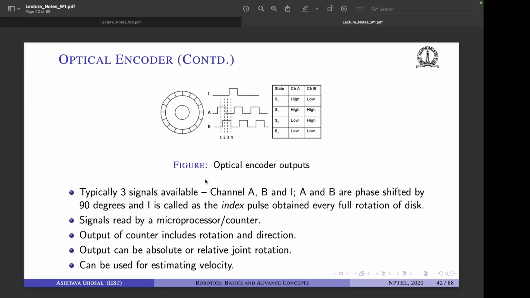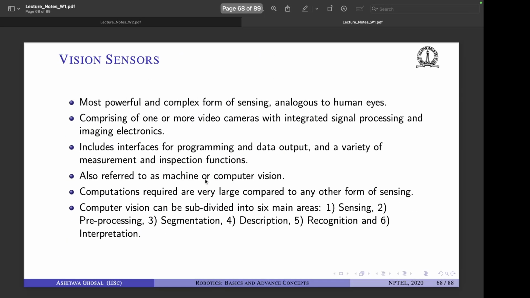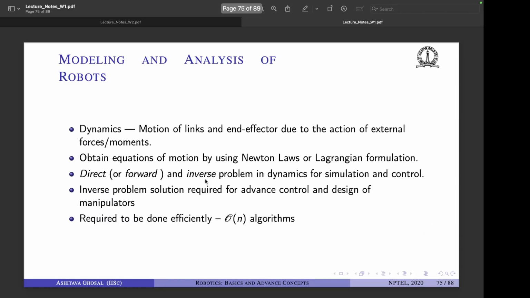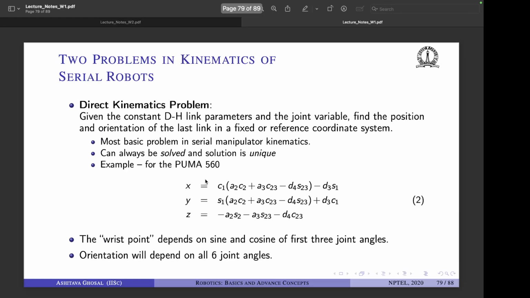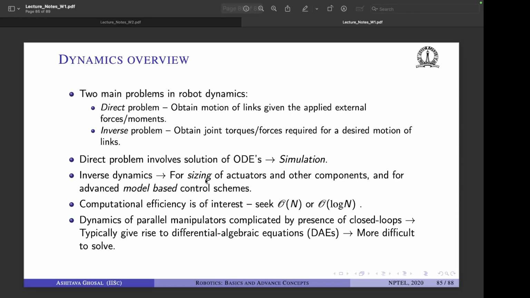Right. So this is what you would see being discussed in this lecture slide also. The direct problem is to obtain the motion of the links given the applied external forces and moments. And the inverse problem is to obtain the joint torques and forces required for the desired motion of the links.